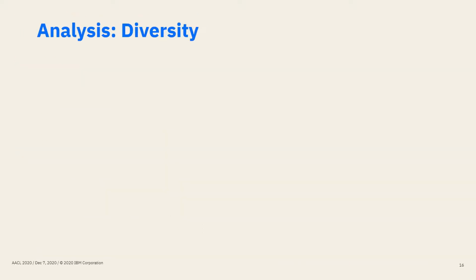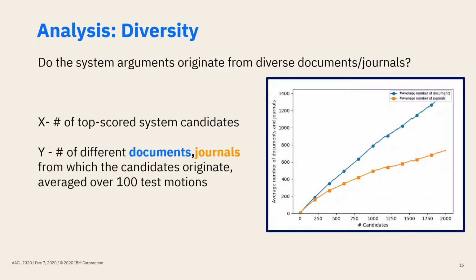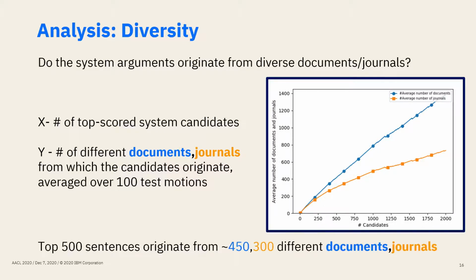One of the reasons we chose sentence-level queries was diversity. We preferred the sentences to originate from a larger range of documents. In this curve, we analyzed the diversity of the retrieved sentences by measuring for each number of top candidates the number of documents they originate from, and average over the 100 test motions. We do the same for the number of journals. As the graph shows, the sentences indeed originate from a diverse set of documents and journals.